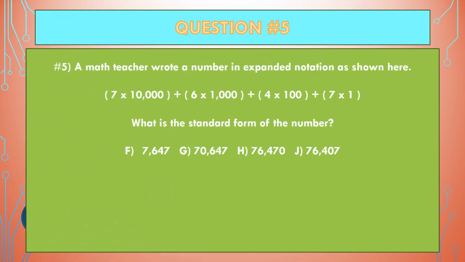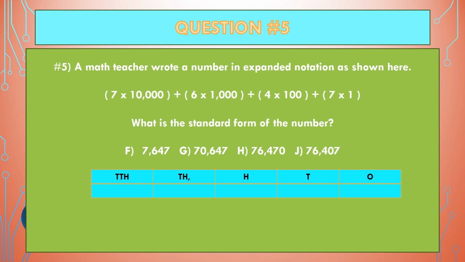Let's reread. A math teacher wrote a number in expanded notation as shown here. 7 times 10,000 plus 6 times 1,000 plus 4 times 100 plus 7 times 1. What is the standard form of the number? Anytime you see a number written in expanded notation, the best thing to do is to draw a place value chart out on your paper. So, here's my place value chart. This is what yours should look like. A ones place, a tens place, a hundreds place, a thousands place with the comma, and a 10,000s place. Now, if you want to go up to 100,000s, that's fine also.